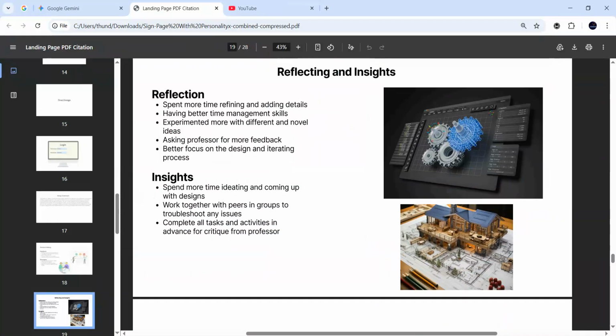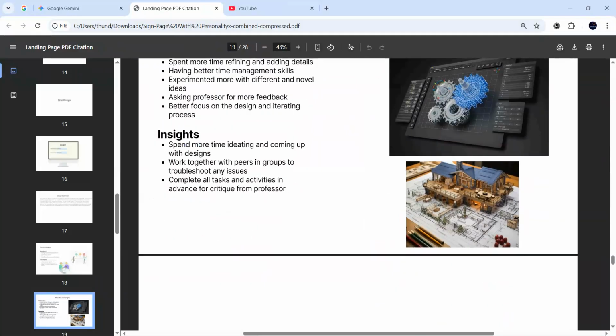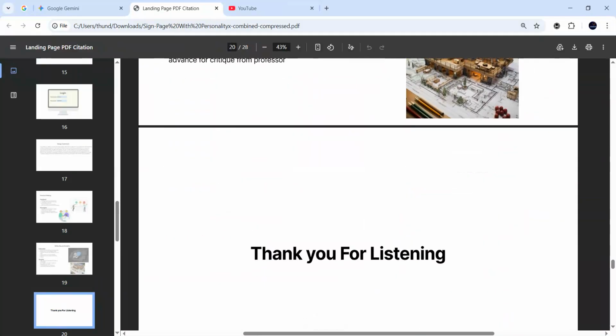And so, future insights I have are to spend more time coming up with ideas and designs, and to work together with different peers in my class to help overcome any issues, and complete all tasks and activities in advance for a critique.